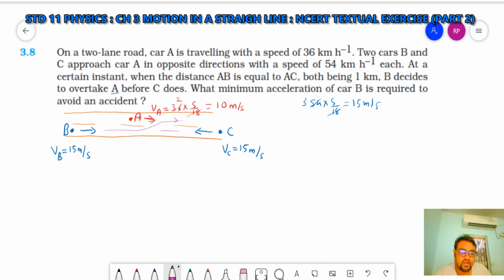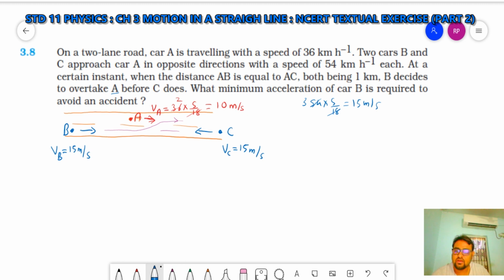Clear? So what do I need to find out? First, I will find out how much time C will take to approach A. But now I require relative velocity. This distance, this is PB 15. So what is the relative velocity?